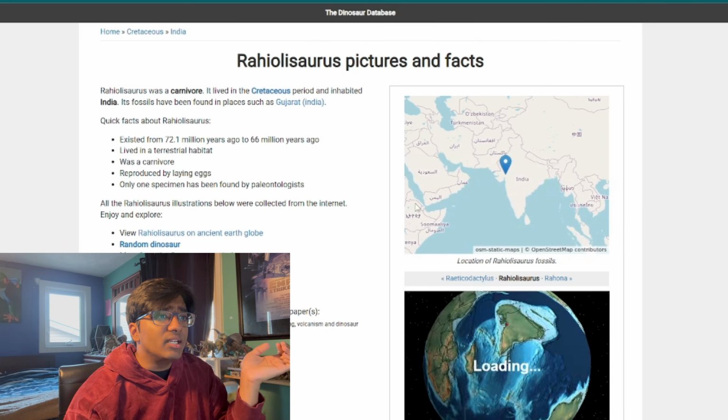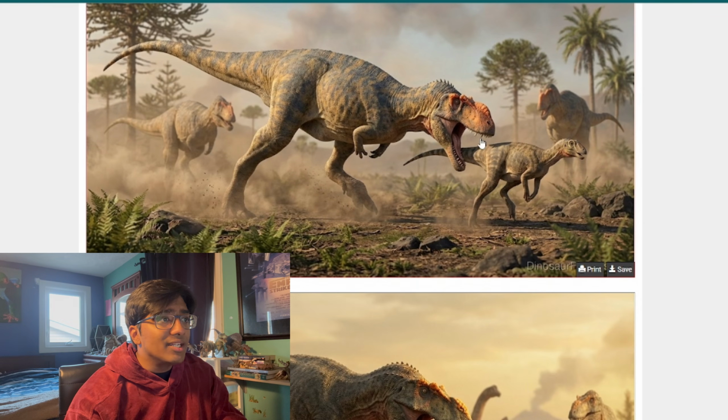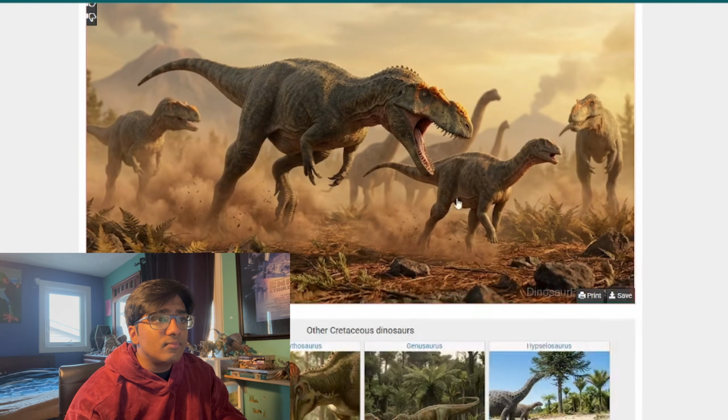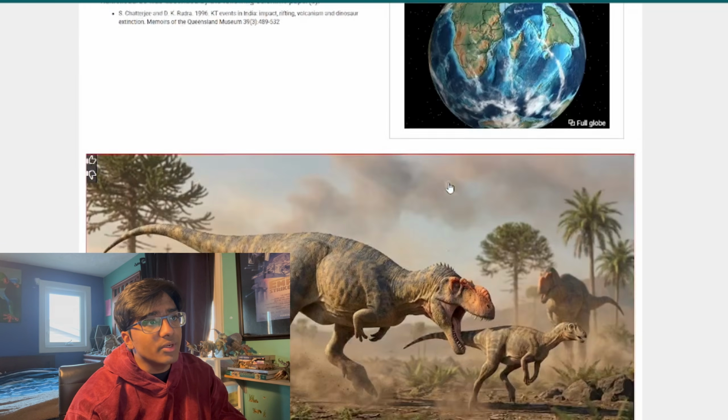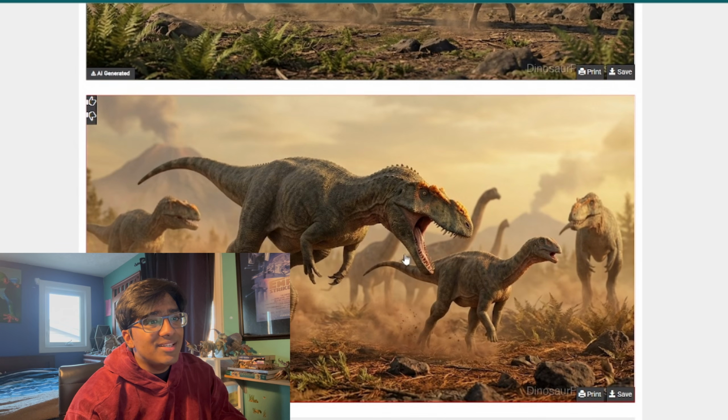Nowadays, they're getting closer. This looks like an abelisauroid of some kind, which is bad. There's like no, actually no, now it looks like a tyrannosauroid. Wait, why are they different?